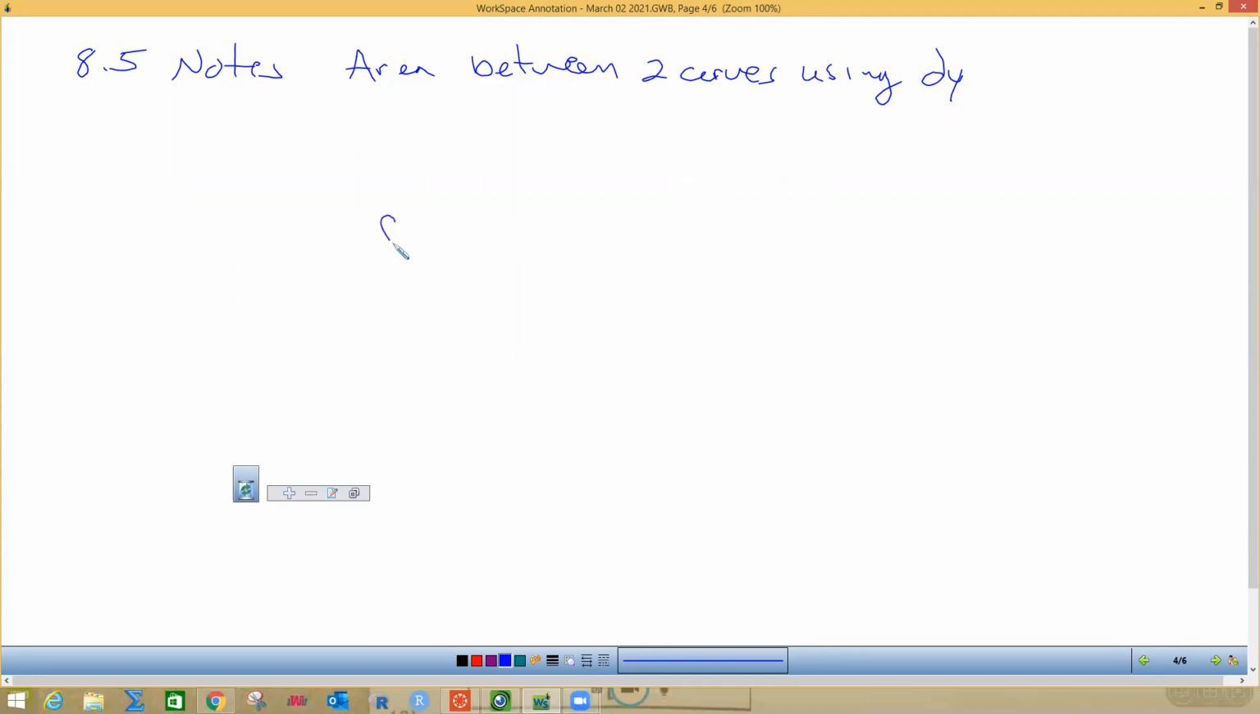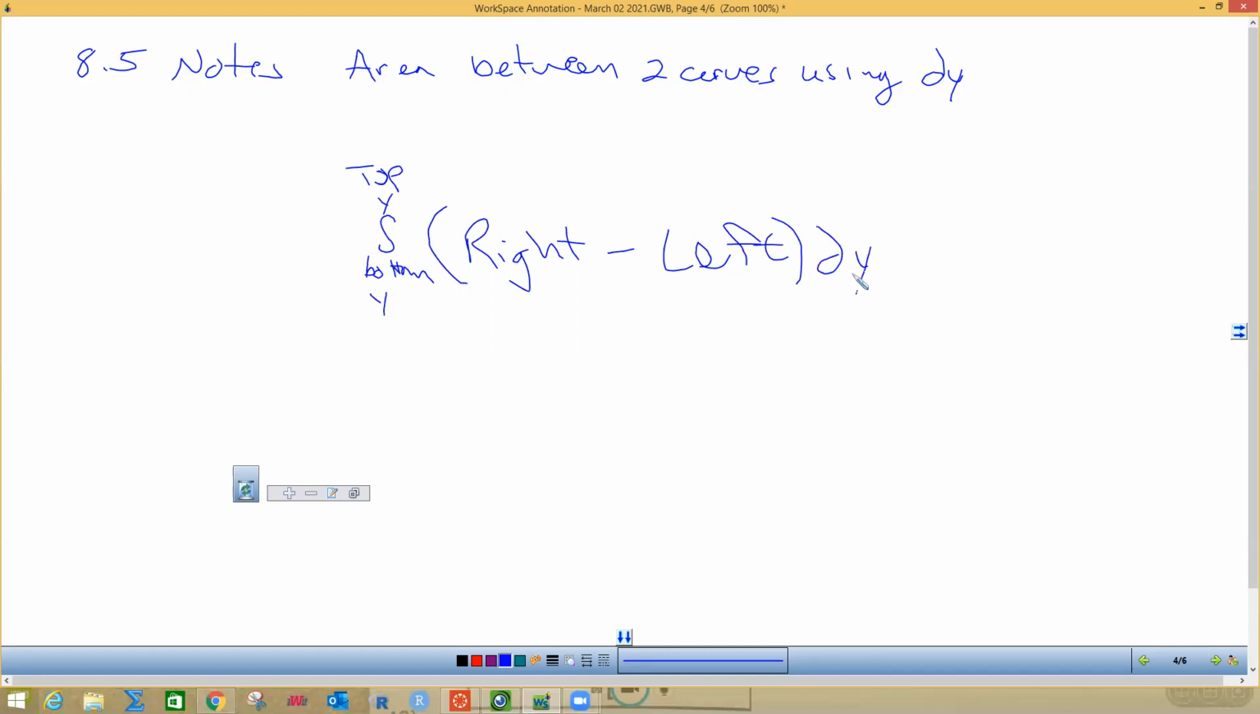So when you do these integrals, you're going to take the bottom y value to the top y value, and then it's going to be the right function minus the left function, dy. These are going to be integrals with respect to y.